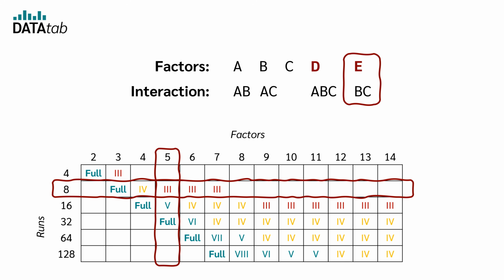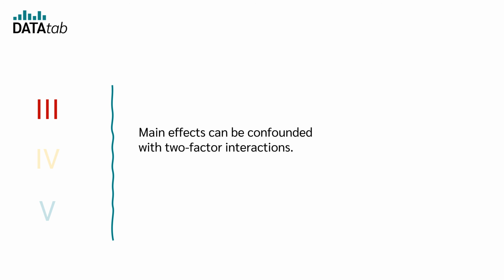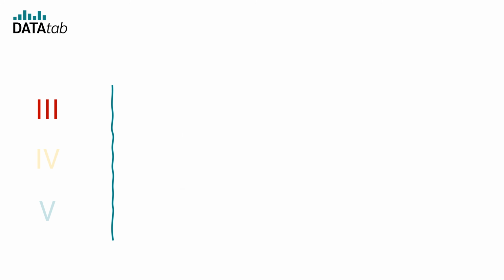Of course, it is much less critical to mix one factor with an interaction of 3 factors than with an interaction of 2 factors. And now we have a good transition to the resolution. What do the resolutions 3, 4, and 5 mean? At resolution 3, main effects can be confounded with interactions of 2 factors. For example, factor d with the interaction of the factors a and b.